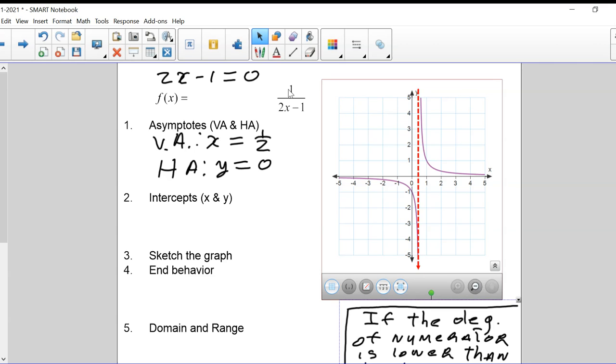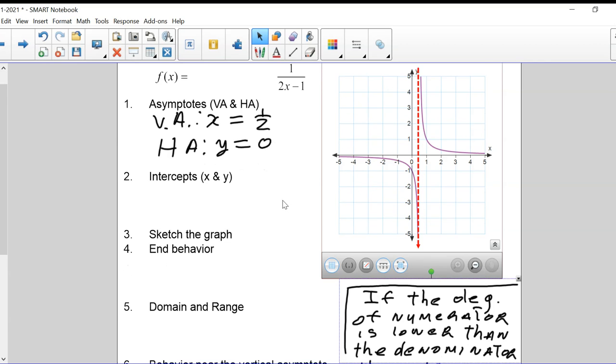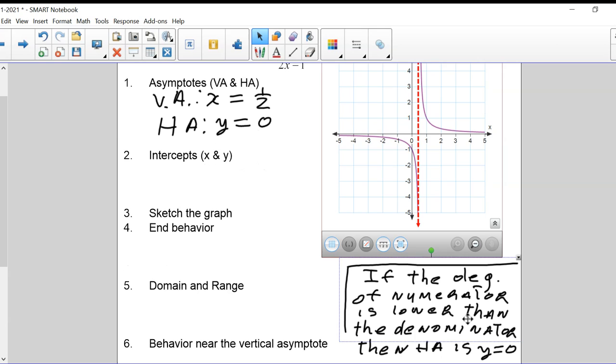We talked about degrees before. So obviously 0 is less than 1, and that's why the horizontal asymptote is the x-axis, or the y equals 0 line. That's always the case. So you want to make a little note of that somewhere. If the degree of the numerator is lower than the degree of the denominator, then the HA is the y equals 0 line. Not just for this one, but anytime.